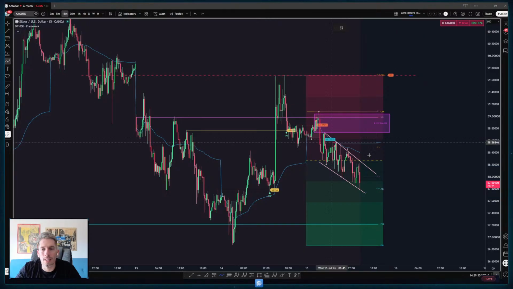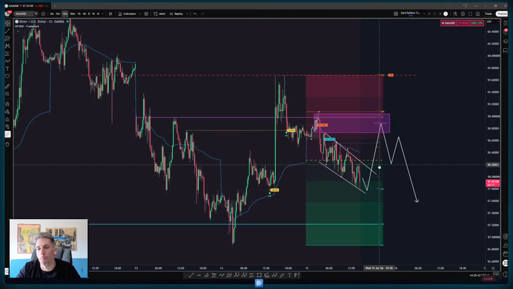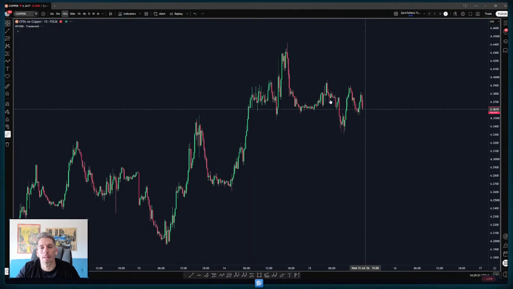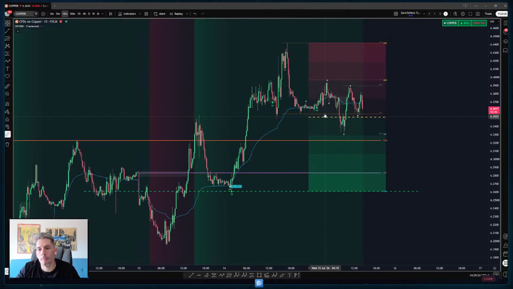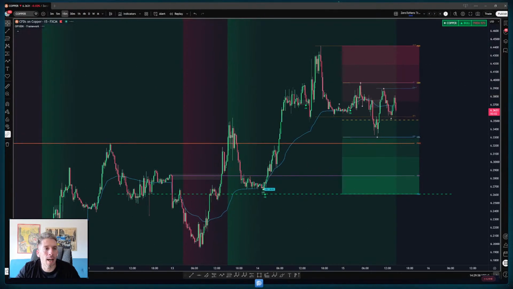So I want to see the market returning here, and from there see the price action, and if there is a chance for me to take a short. But if the market continues to trade like this, I'm not going to take it. Gold is a better option. Copper can be a better option. We have a bullish trend.